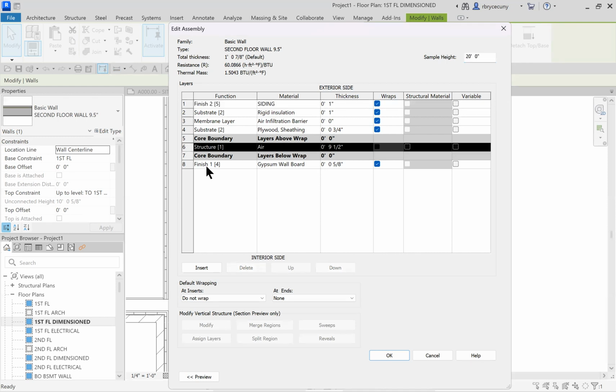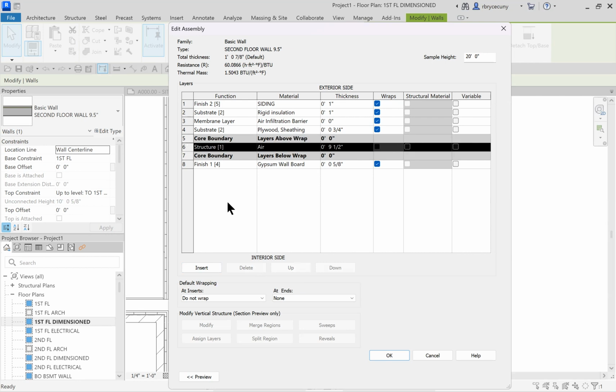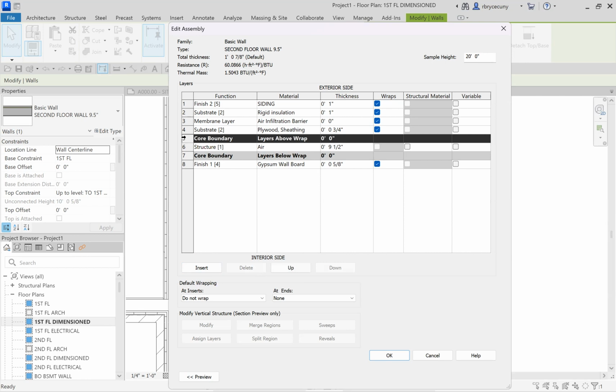So if I try to move this up, I can't. Let's try to move that. So let me move it up. All right, let's see what else we can do here. We can move it up, but we can't move it down. We have to always have something in the middle of the core boundaries. There has to be something there. So I say my structure is bounded by both the core boundaries. They have no thickness. They're an imaginary line.